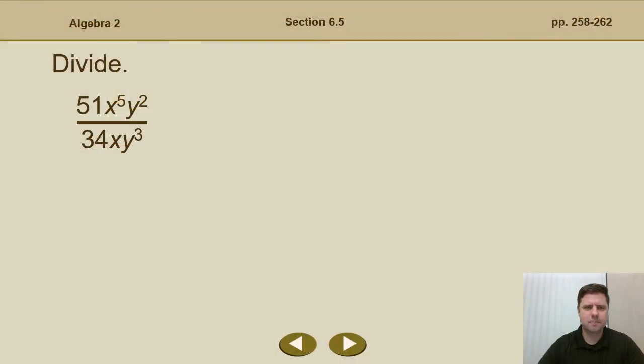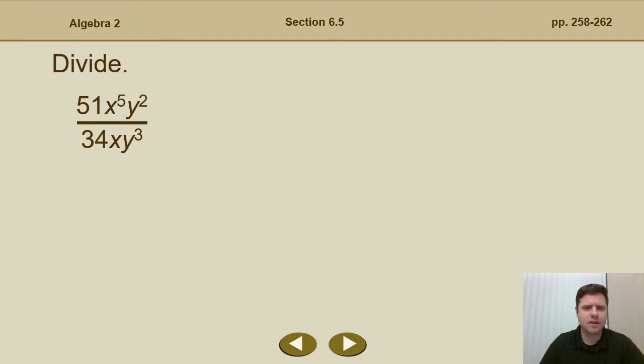So just as a warm-up exercise, if I gave you this little thing, 51x to the fifth y squared over 34x y cubed, and asked you to divide this, what would you go about doing? Well, you would first look at the 51 and 34 and say, is there anything that goes into those two things? And after some contemplation, you would realize, oh yeah, 17 goes into both of those. It goes into 51 3 times, and it goes into 34 2 times. You would then take this x to the fifth, and you'd have below it x to the first. Remember, when you have a division of exponents, you subtract them. So it'd be 5 minus 1, so you get x to the fourth on the top.